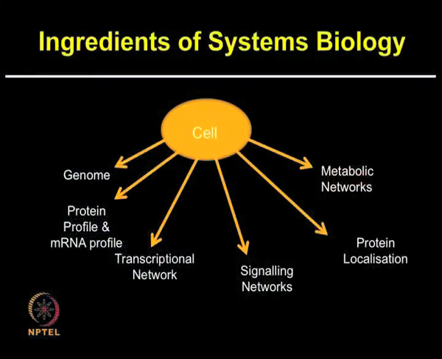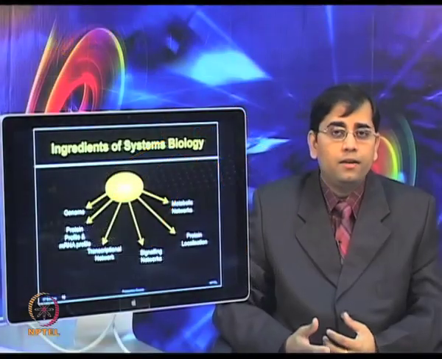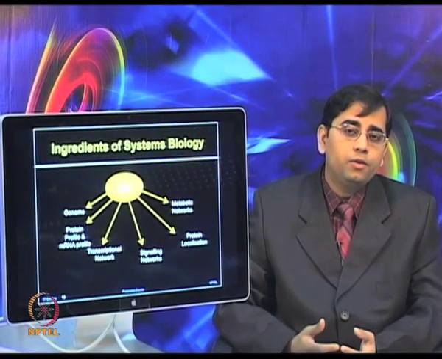The various ingredients of systems biology. For example, if you are studying a cell and the system's behavior, one needs to look at the genome, its transcriptome profile, proteome profile, how protein, DNA and different types of transcriptional networks are altered, protein-protein signaling networks, multimeric complexes, how they are formed, how protein is localized in the intracellular dynamics and metabolic networks. So, all of these are ingredients of studying a system.